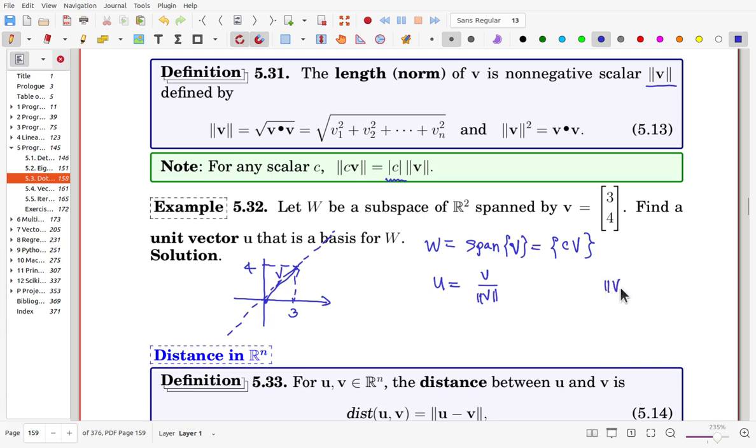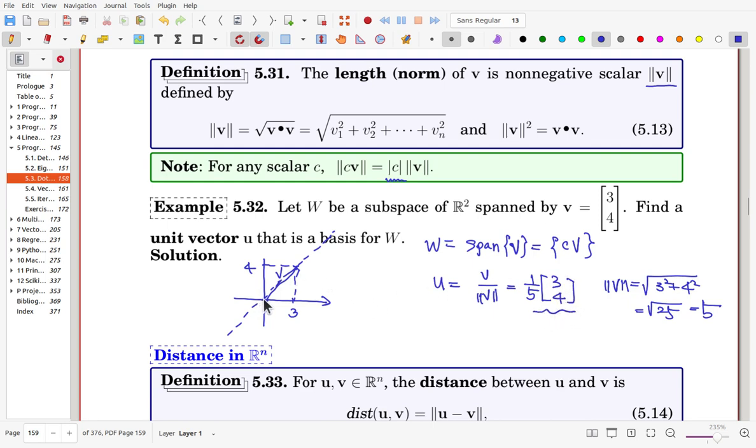The norm of the vector is the square root of V1 squared plus V2 squared, which is the square root of 3 squared plus 4 squared. That's 9 plus 16, which is 25, so the norm is 5. Here we have 15 and 3, 4, so that is the unit vector.